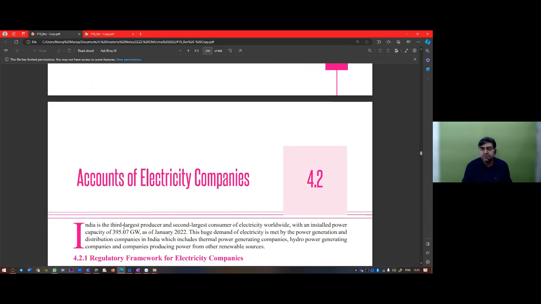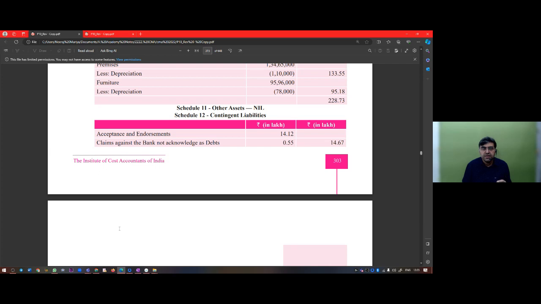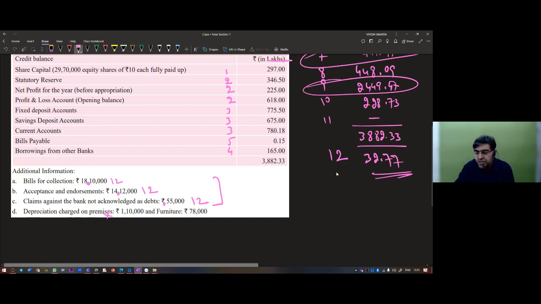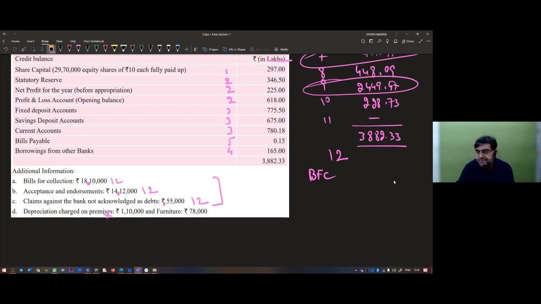Schedule 12. Contingent liabilities and bills for collection. Schedule 12 is contingent liabilities, and show bills for collection separately. That is a better answer. Correct. Bills for collection shown separately and contingent liabilities shown separately. It is a better answer. 14.67.